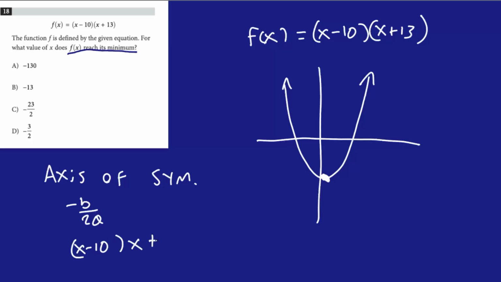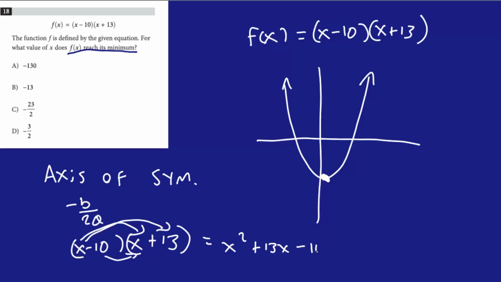You're going to multiply the x times the x, so that's going to be x squared. You're going to multiply x times 13, that's going to be 13x. You're going to multiply negative 10 times x, which is going to be negative 10x. And then you're going to multiply negative 10 and 13, which is going to be minus 130. As you can see here, these can combine. So this is really just x squared plus 3x, and then minus 130.